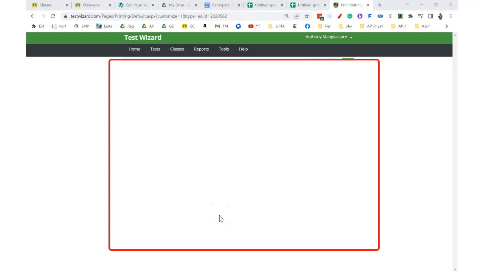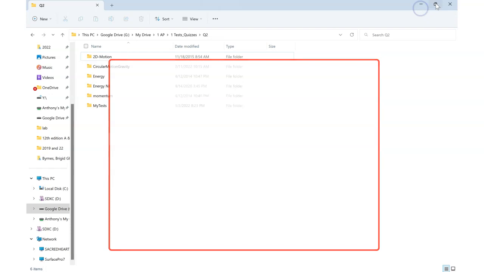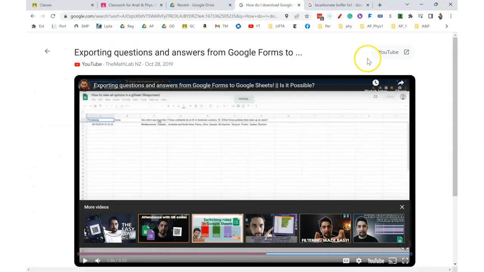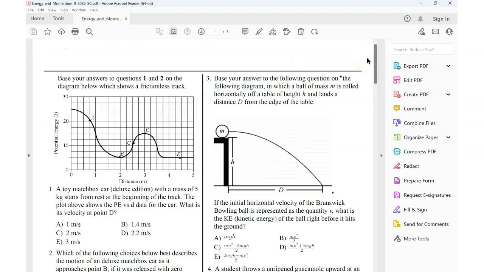Okay, someone asked me for help on this take home, and I want to share the help that I gave them to you. So let me open up the file. They had a question about, where are you? This first one, or at least this is my first one. You have the potential energy as a function of distance. You've got a matchbox car, it's 5 kg.